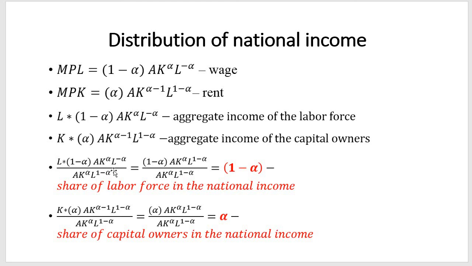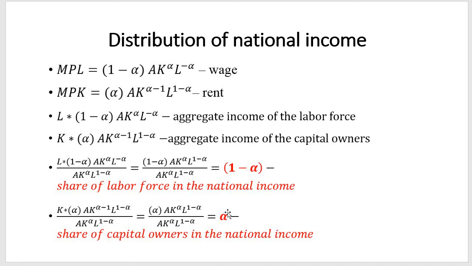So if you divide the aggregate income of the labor force by the national income, and you do some primitive mathematical analysis, you will get 1 minus alpha, which is exactly the share of labor force income in the national income. So the portion of the national income which goes to the labor force. Again, if you divide the cumulative income of capital owners by the production level and do some primitive transformation, you will get alpha. And alpha stands for the capital owners' share in the national income.